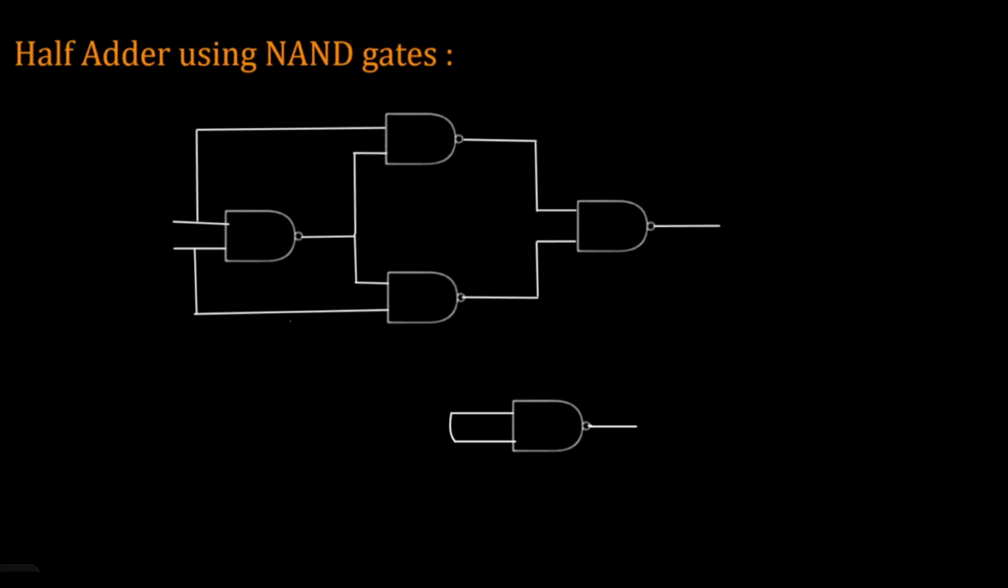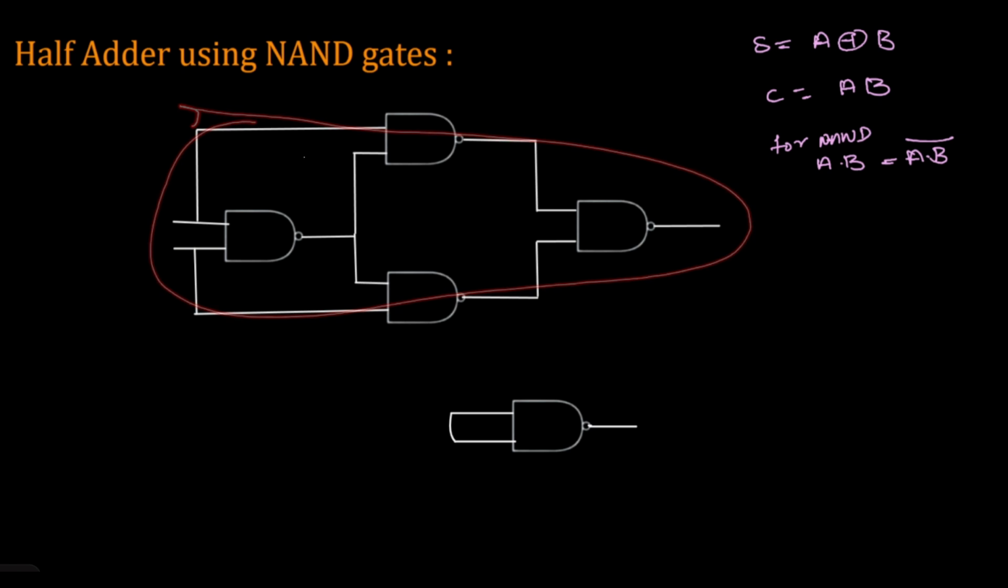Now let us understand the half adder using NAND gates. Here we know sum is A XOR B and my carry is AB. We know that the output of NAND of A, B will be A B bar. Based upon this, this is the circuit for XOR operation using NAND gates. If you did not check this one, I will give the link in the description as well as in the i-card. Then you can check this video.